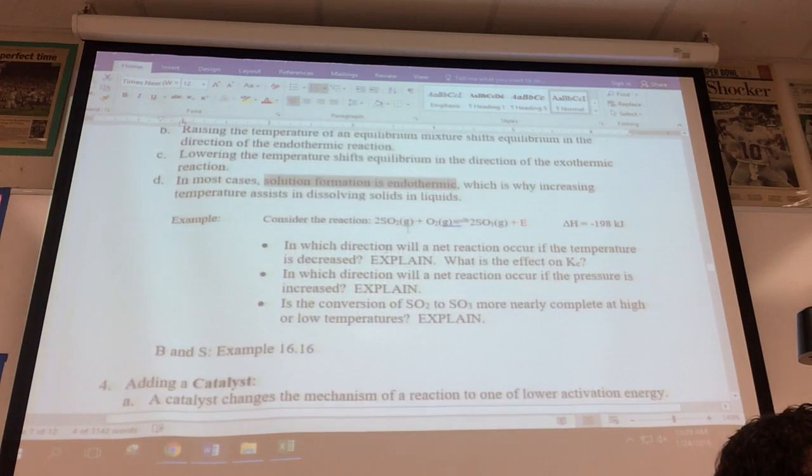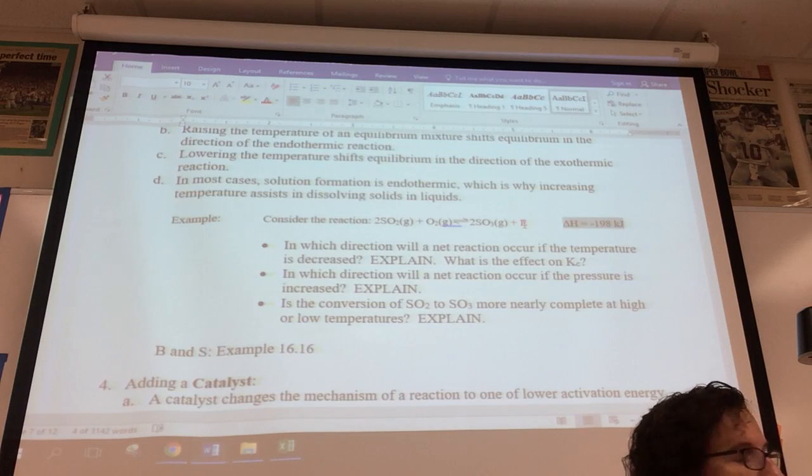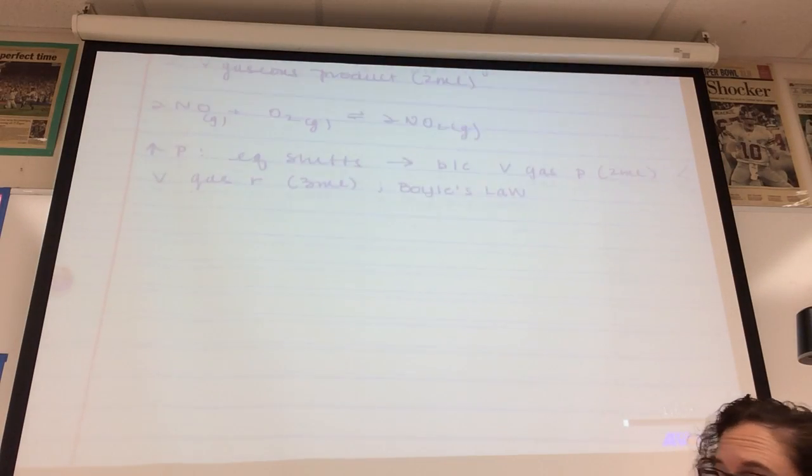If you consider this reaction shown here, I'm giving you a negative delta H. That tells you that energy is on what side of the equation? The right side, throw it in. In which direction will a net reaction occur if the temperature is decreased? Forward direction, to replace the heat lost. But let's think about this now. What is the effect on Kc?